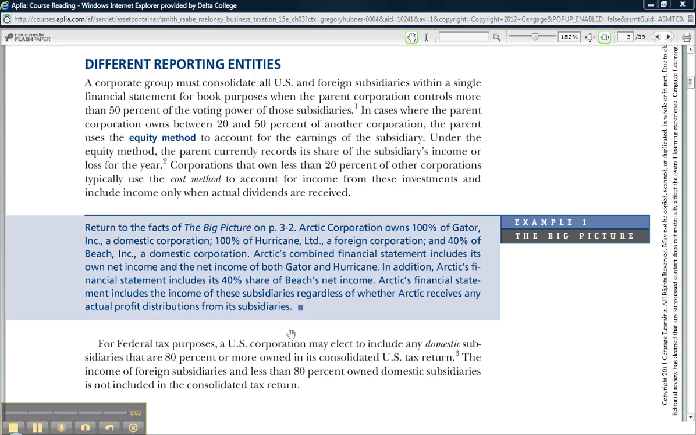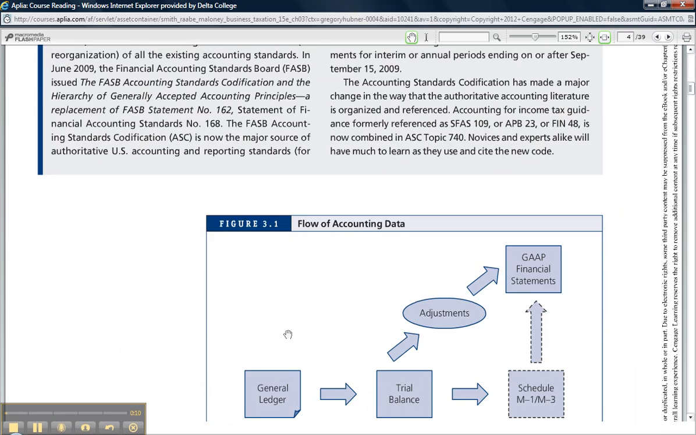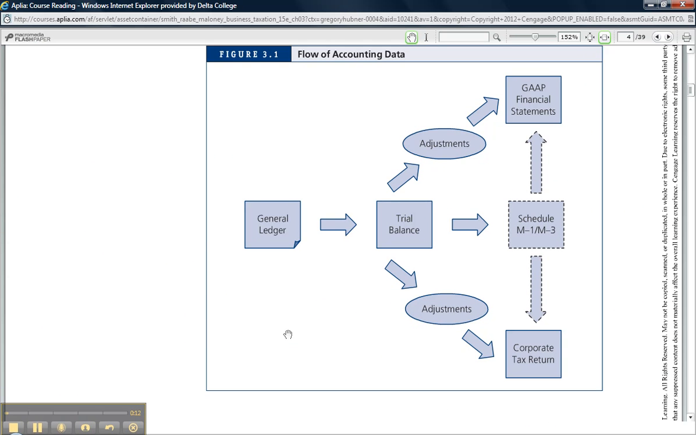Okay, so aside from different reporting entities being included for financial statement purposes and for tax purposes, there are other reasons. This is a good figure, by the way, that gives a picture of how all the general ledger information for a company produces a trial balance, but then you end up with adjustments according to all the GAAP rules. These are the rules that determine what your financial statement income will be, and the different kinds of adjustments that are necessary in determining what your corporate tax return will show as far as income goes.